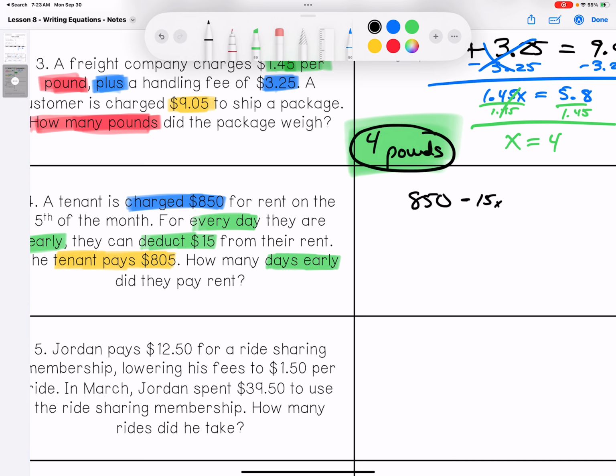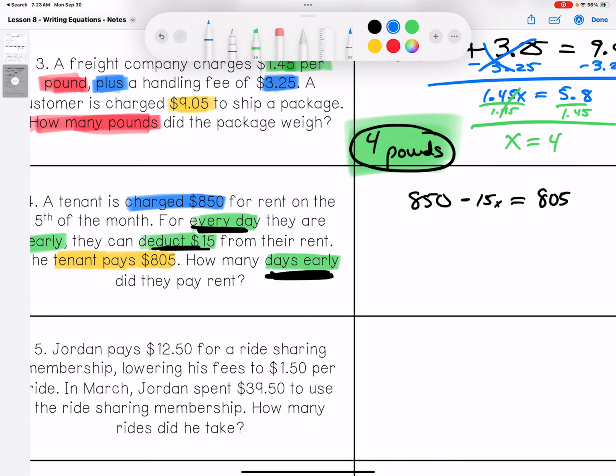How do I know x stands for days? Because down there at the bottom in green, it tells us what x is. Whatever it's asking for is x. So how many days? That's x. Every day, which is x, they can deduct $15. That's 15 times however many days. And then we know the total that he paid was $805.